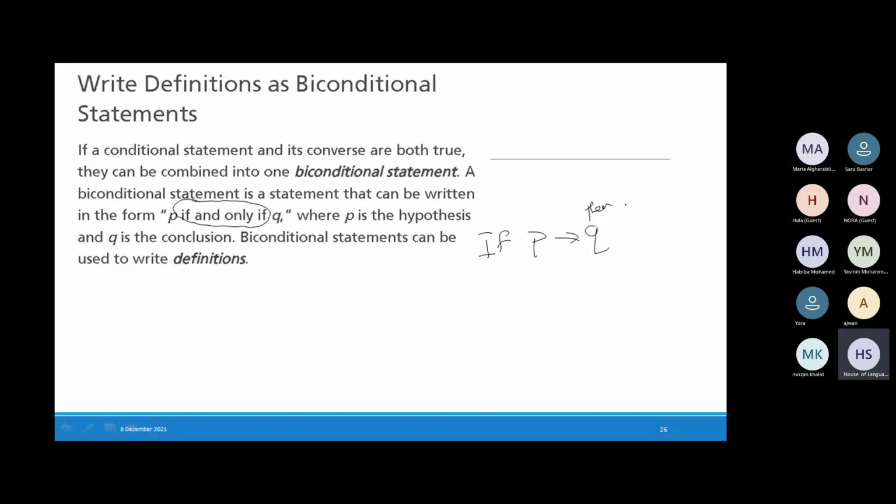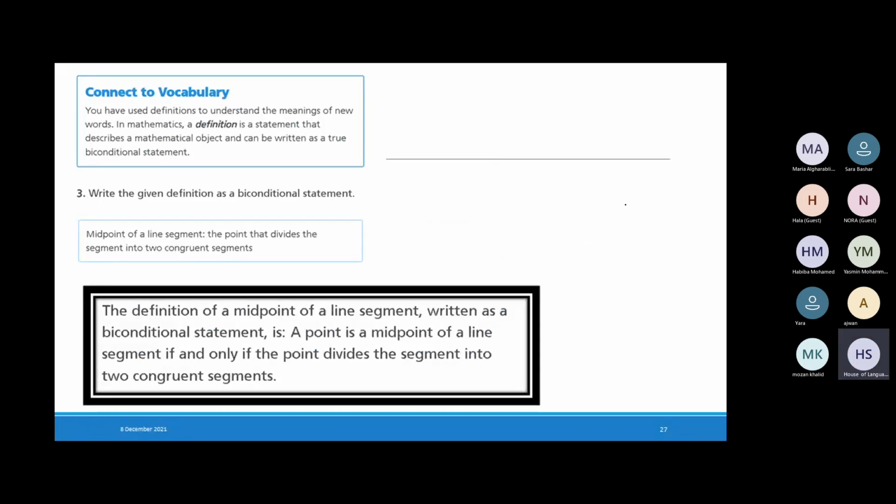Okay, let's see this example here. Look at this one: the midpoint of a line. What is the midpoint? It is the point that divides the segment into two congruent segments. This is the definition. Is it right? A midpoint is a point that cuts it into two equal parts. How do you write the biconditional statement? You will say a point is the midpoint of a line if and only if the point divides the segment into two equal parts.